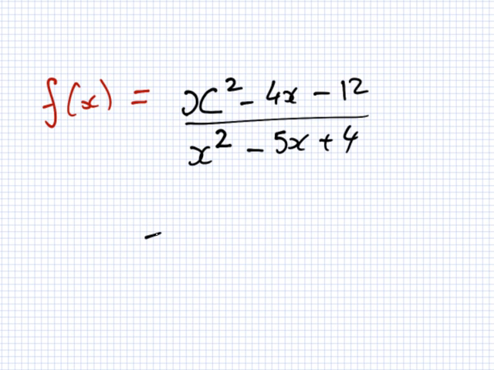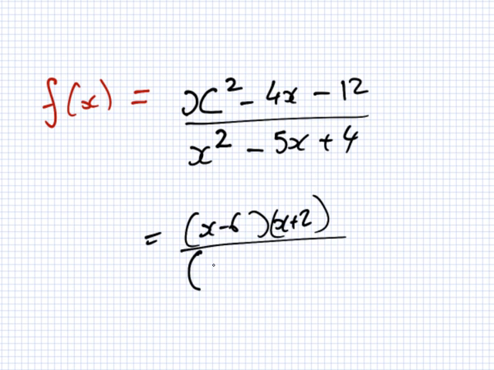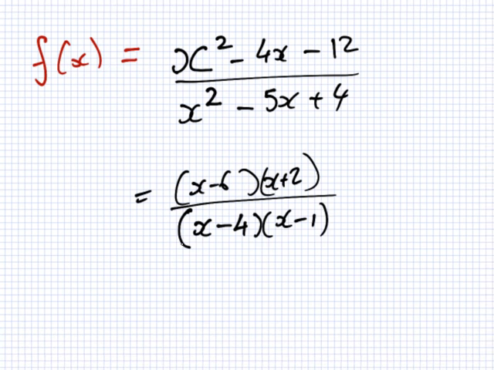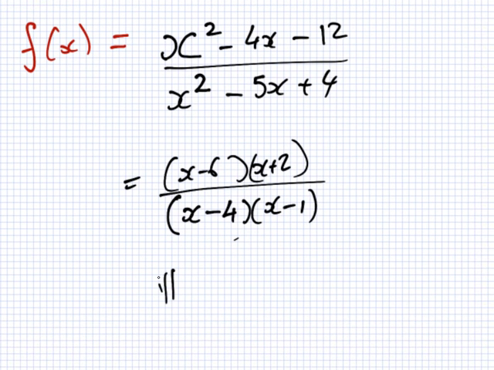Okay, let's factorize this. On the top, what do I get? 6 and 2? On the bottom, we have x minus 4 and x minus 1. So, all real numbers except for 1 and 4.